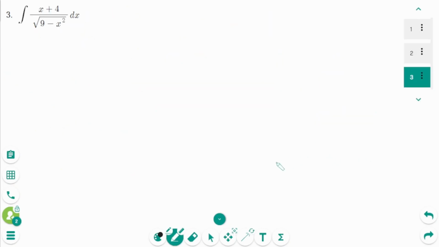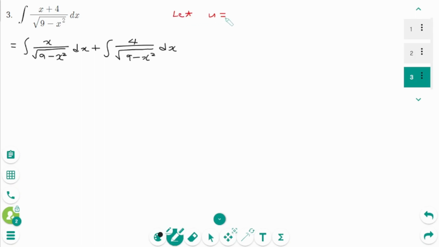Question 3. Rewrite as two fractions: the integral of x over the square root of 9 minus x squared dx plus the integral of 4 over the square root of 9 minus x squared dx. For the first integral, use substitution, and the second integral involves arc sine.